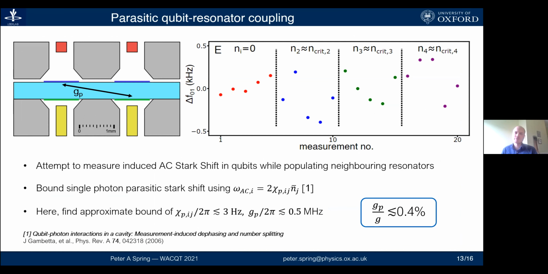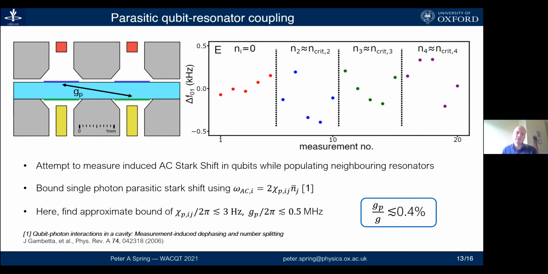So here we're tracking the frequency of qubit one using Ramsey experiments. And in the first five measurements, we're applying no drive to any resonator. And in the next five measurements, we're applying a continuous drive to resonator two to populate it with approximately its critical photon number. And then so on for resonator three and resonator four. And so we're able to put a bound on any AC Stark shifts that are occurring.